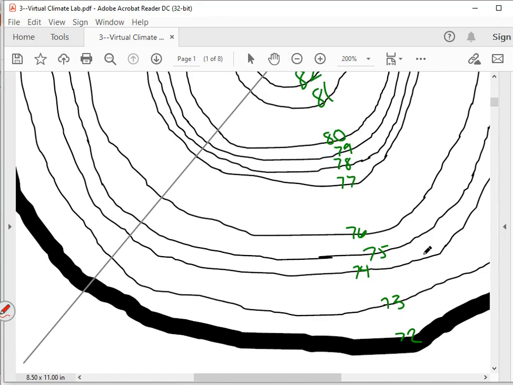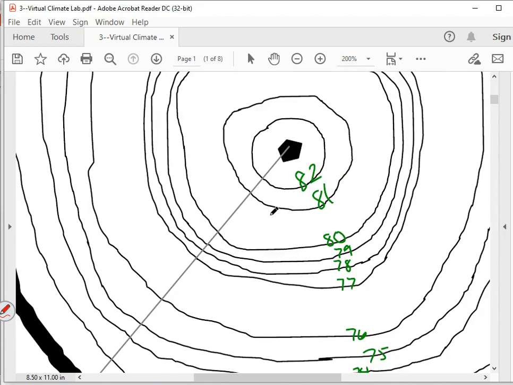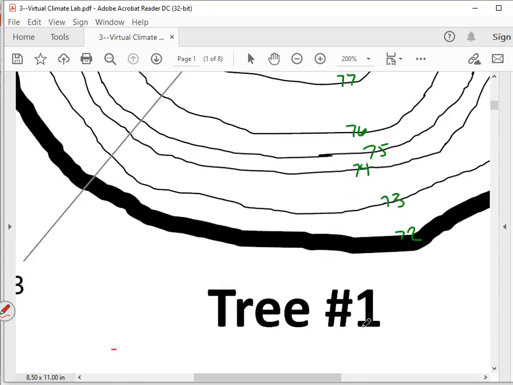And then what year was the most wet year? So we're looking for the area with the thickest growth. It's kind of a toss-up between 76 and 77 and 80 and 81. I think this one's just slightly bigger, so I would go with between 76 and 77.